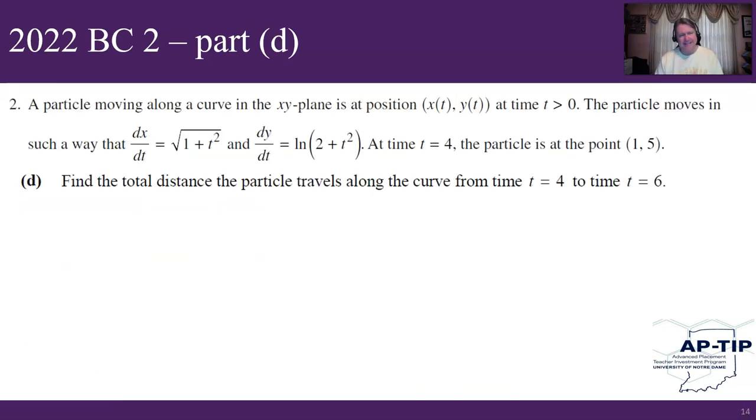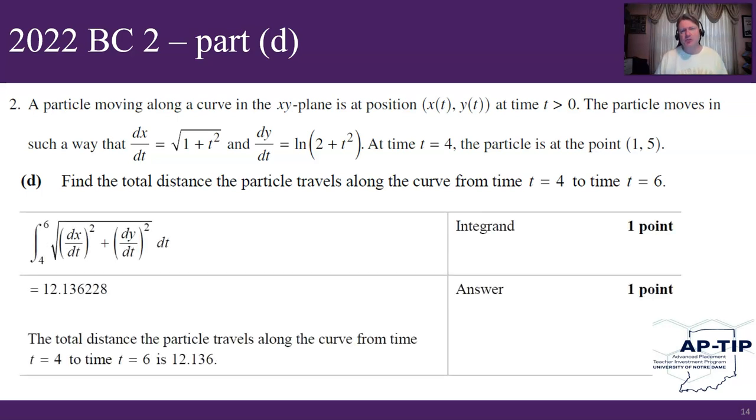Now with our part D here, the question is to find the total distance the particle travels along the curve from time t equal 4 to t equal 6, a very common question that a student is likely to encounter on the BC particle motion free response question from year to year. And so this particular problem is worth 2 points, and the first point is awarded for a correct integrand.